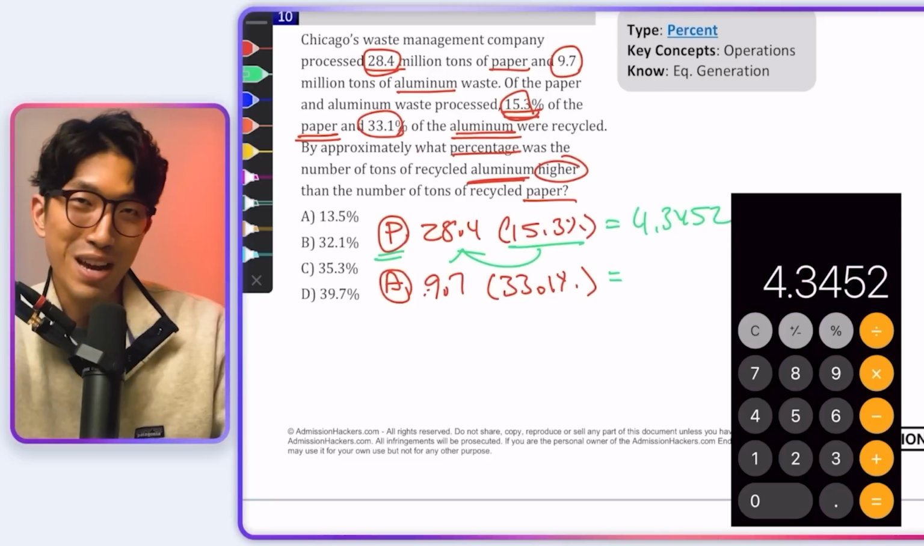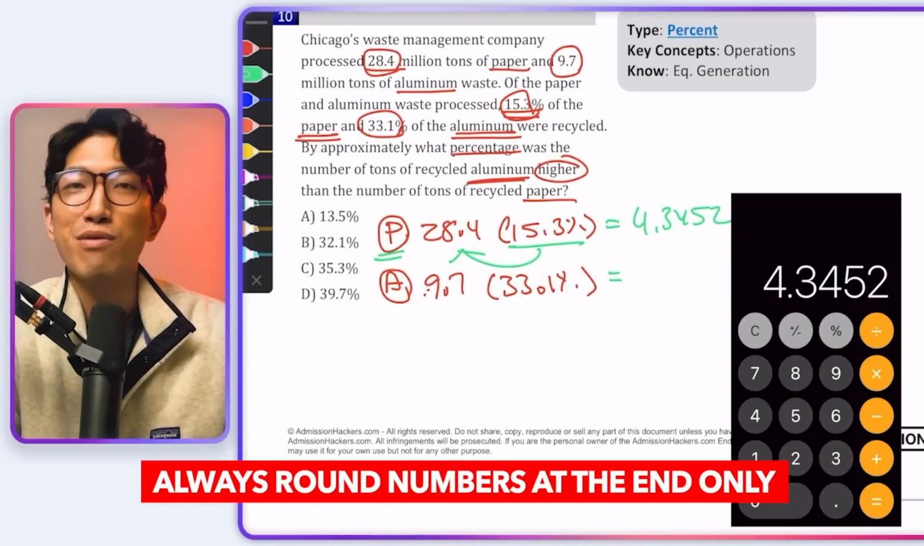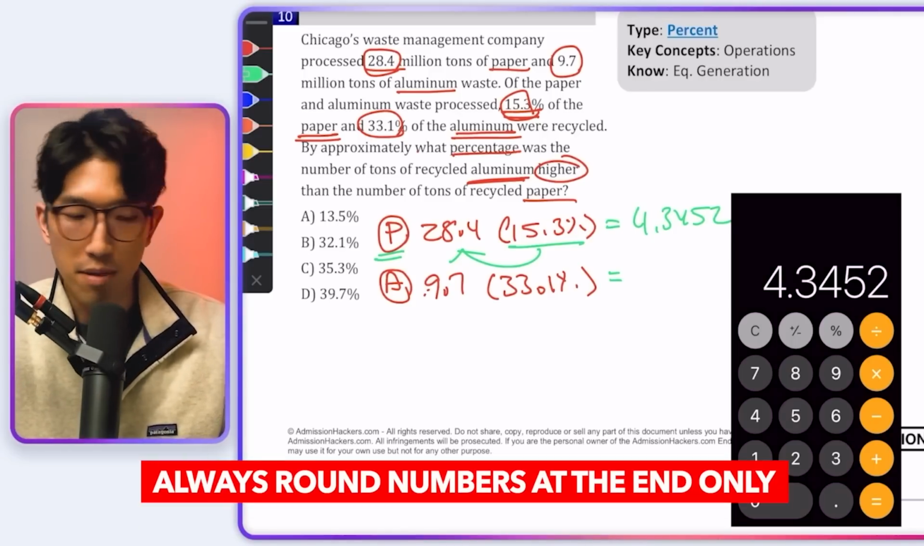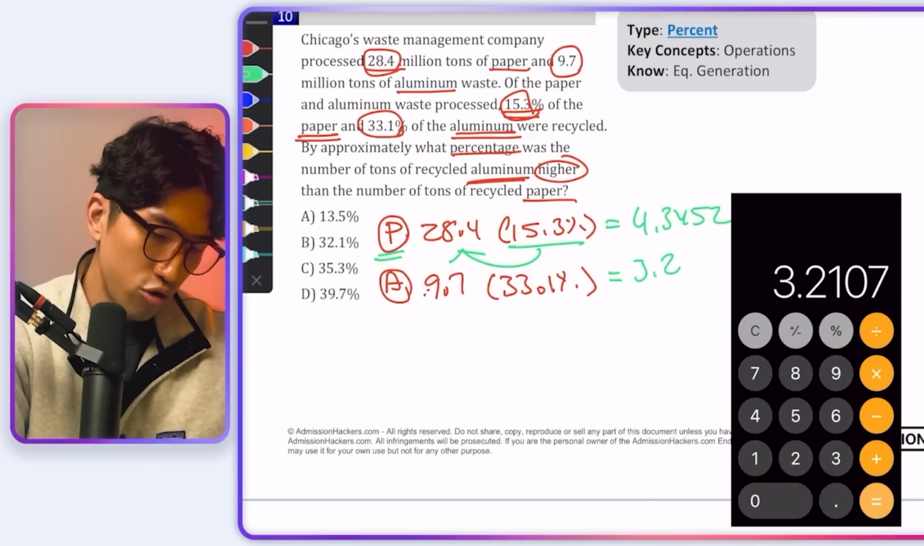And you always want to write out every single digit as much as you can. You don't want to round it in the middle. You want to round it at the end. Otherwise, your number is going to get messed up. For aluminum, 9.7 times 0.331, we're going to get 3.2107, right?